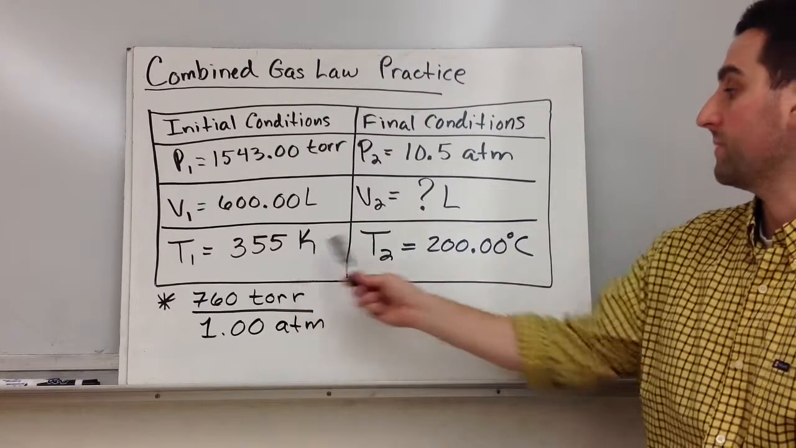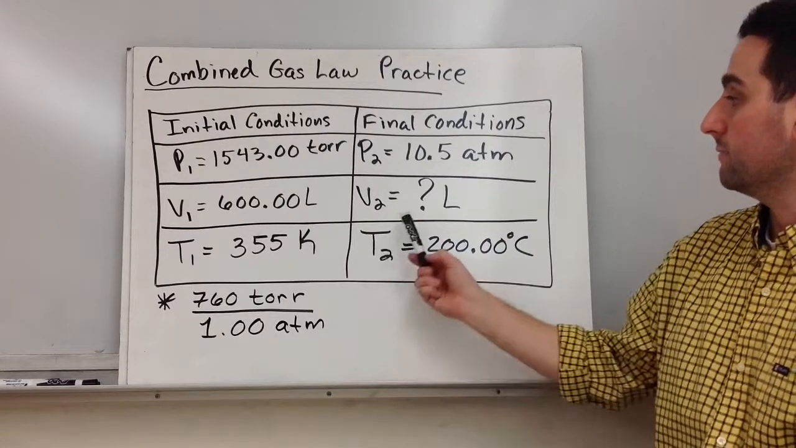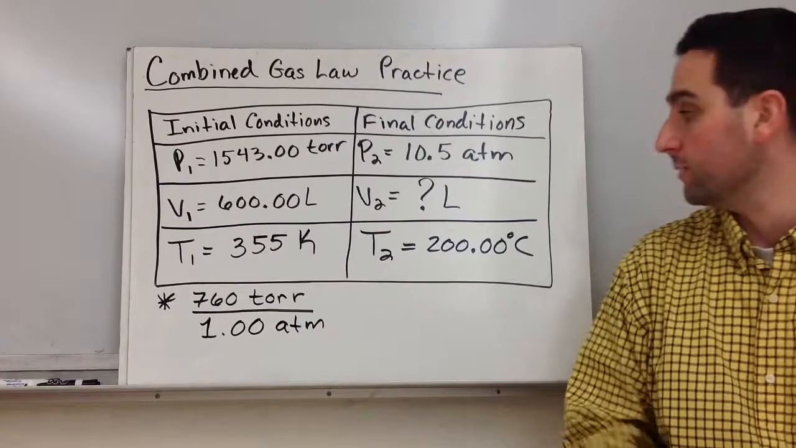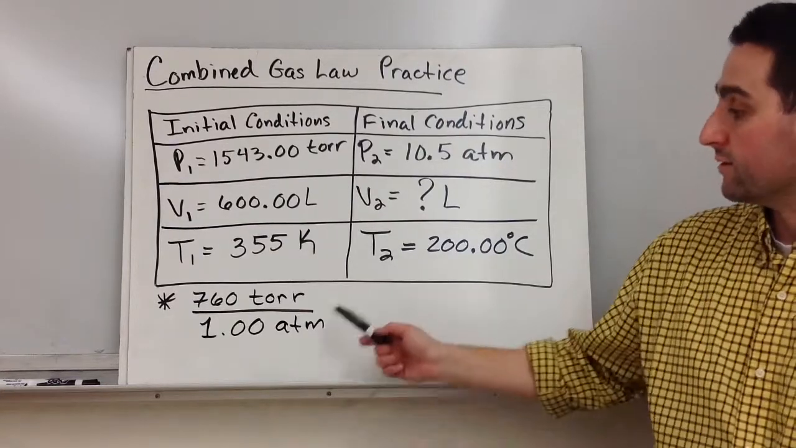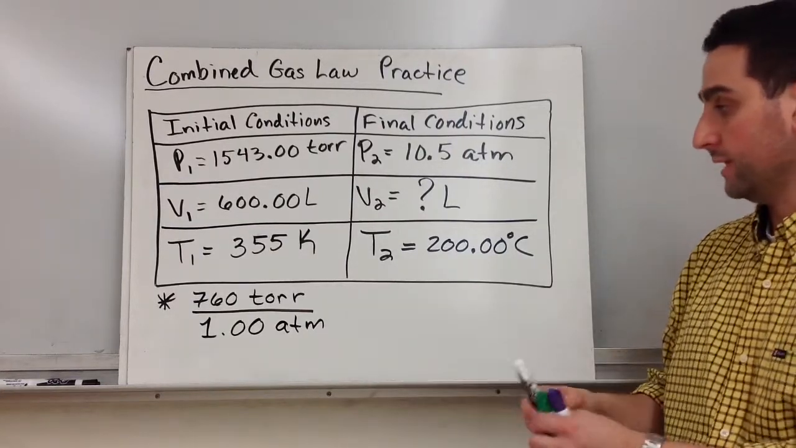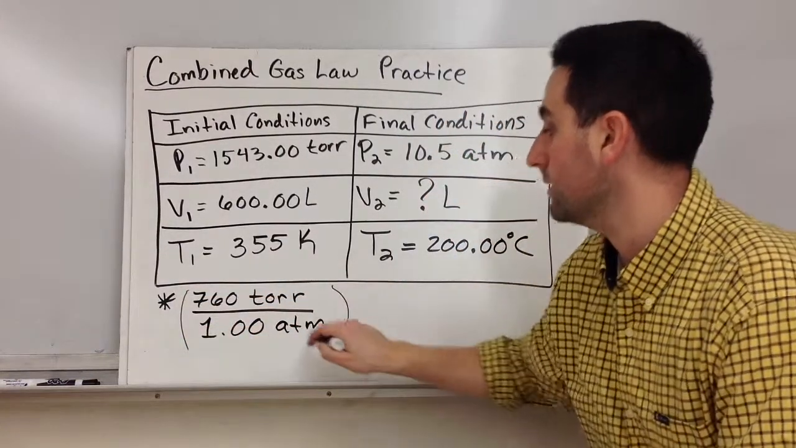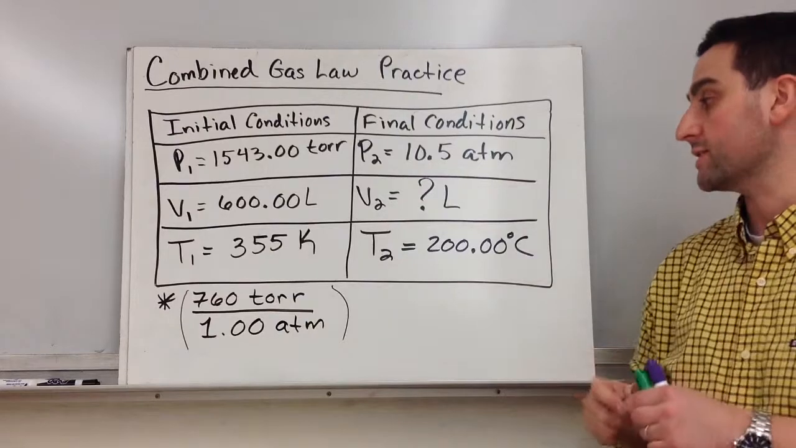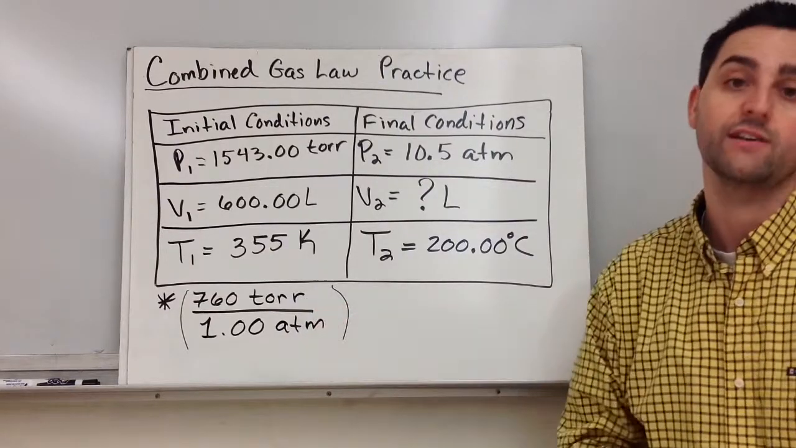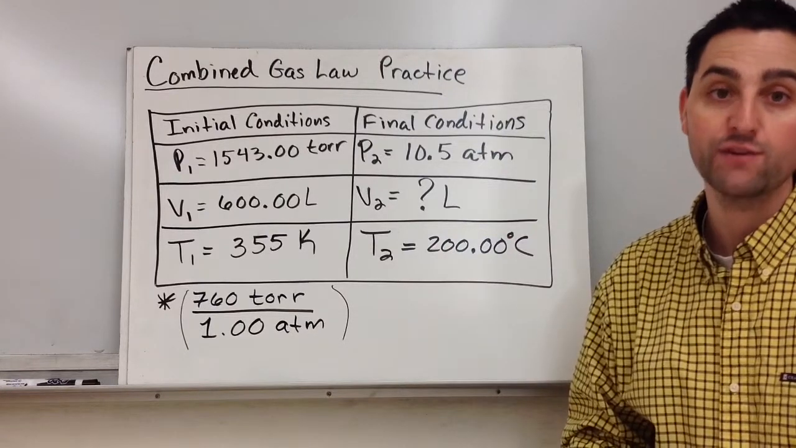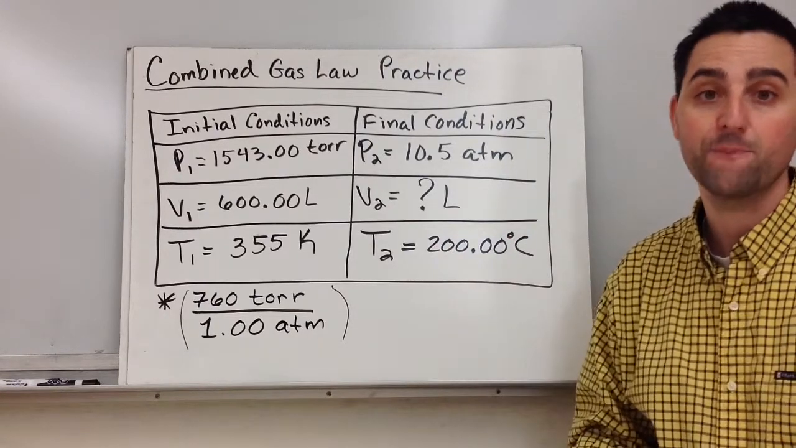So we're going to warm up this gas, and we're trying to solve for V2 using the combined gas law. And here's our conversion factor between torricellis and the ATM: there's 760 torrs per 1 ATM. As always, take a stab at this. Pause the video and we'll go over it step by step.